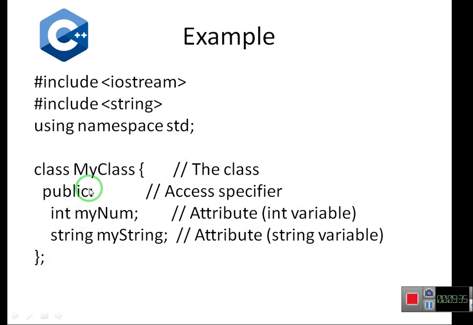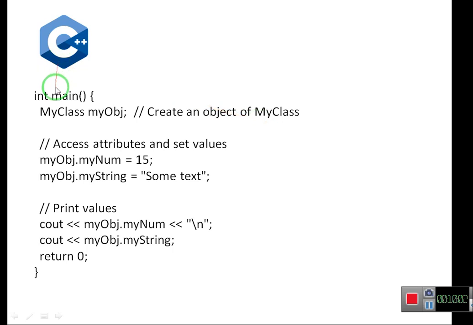Now, because it is public, the main function can access these variables and attributes. Clear? So that is the access specifier. We will see how to create an object, and that object will call these two attributes. So here we have int main, parentheses, and a curly bracket.